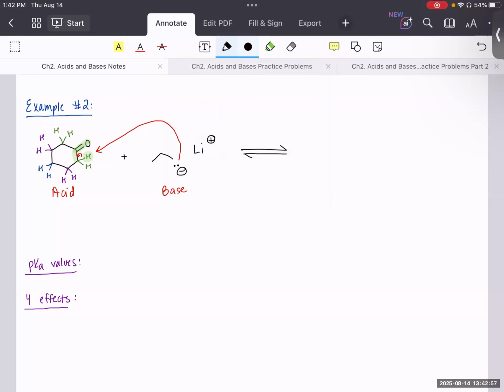So now we can draw out our product. And so we end up with that negative charge on that carbon adjacent to the carbon-oxygen double bond. And then we formed a new bond to this terminal carbon right here. And then we have our lithium counter charge. And so here we have our conjugate base is right here. Our conjugate acid is right here. And so now we have formed our products.